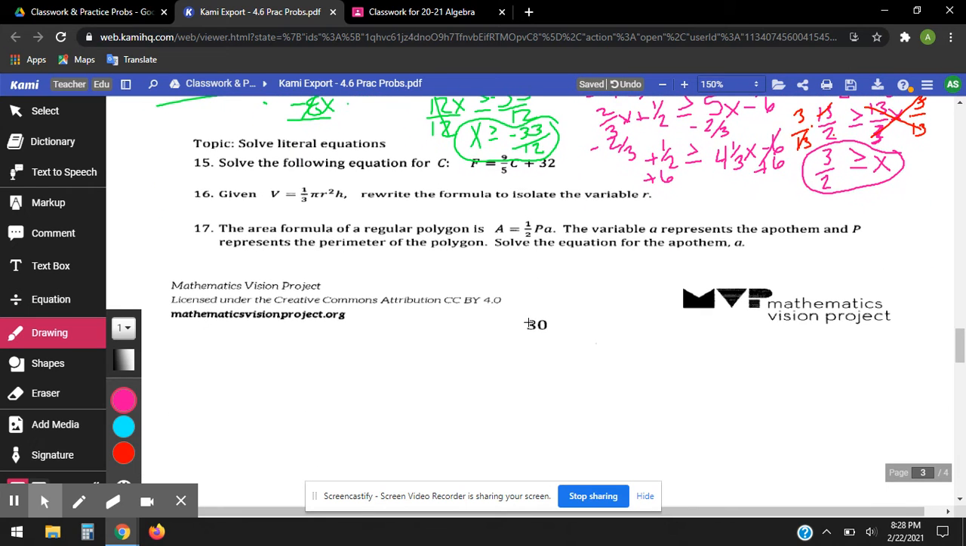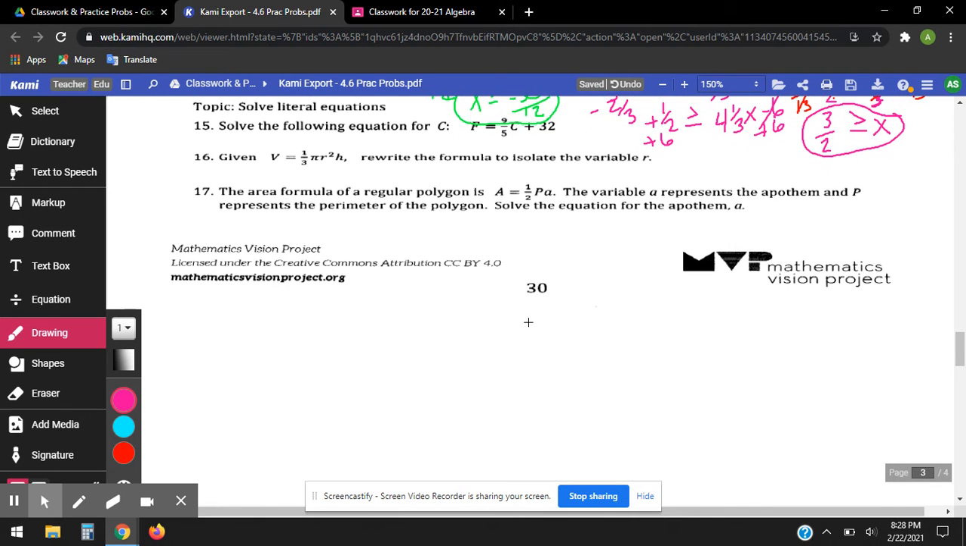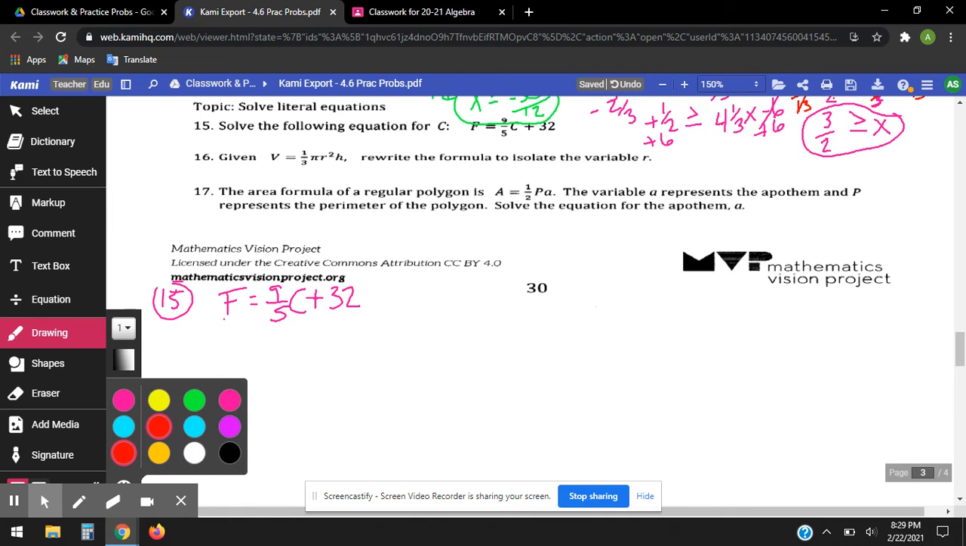All right, 15, 16, 17. Solve the following equation for C. I have kind of run out of room up there, so I'm going to go ahead and do it down here. So 15. We have F equals 9/5 C plus 32. If you don't recognize this from science, this is the equation to go from Celsius to Fahrenheit. If you have a Celsius degree and you want to know what that is, this is the equation to do it. So first, let's get rid of our plus 32.